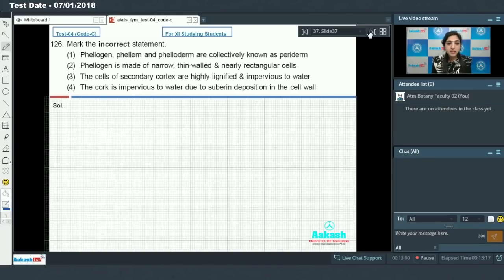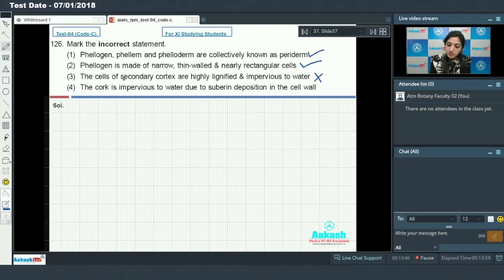Question number 126 says, mark the incorrect statement. You have to identify the incorrect statement in this question. Phellogen, phellem and phelloderm are collectively known as periderm. This is very true. Phellogen is made of narrow, thin-walled and nearly rectangular cells. This is very true.